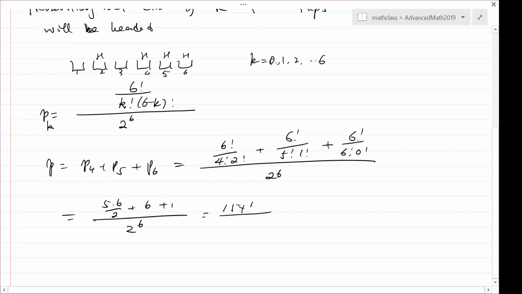15 plus 6 plus 1. Let's double check it again. 16 plus 6 is 22. Okay, and 2 to the power 6, and finally you get 11 over 32 after simplifying.